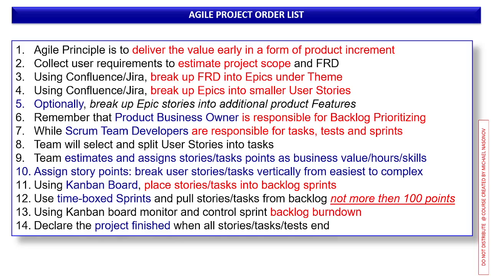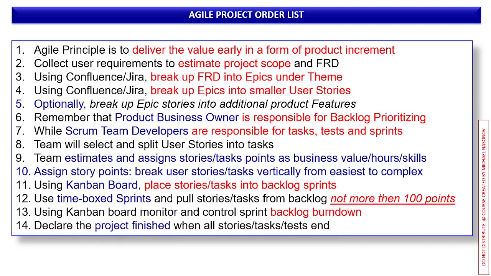The team itself will select and split user stories into tasks. The Scrum team estimates and assigns story task points as a business, like value, efforts, hours, skills. I will be touching this topic later. Then you're supposed to assign story points, break user story tasks vertically from easiest to complex. We're implementing and using, especially in JIRA, a Kanban board, where we place story tasks into backlog sprints.